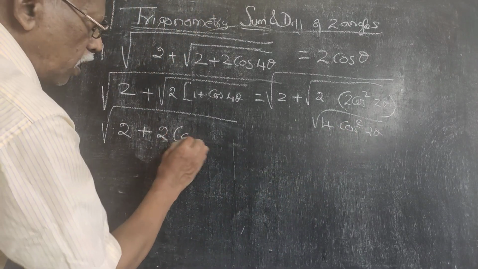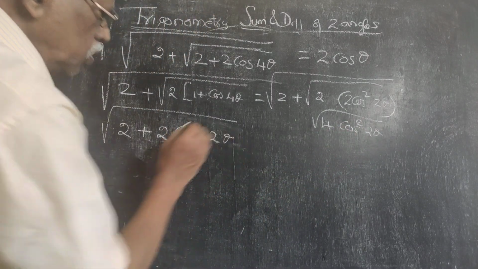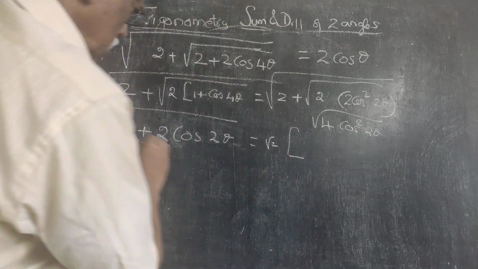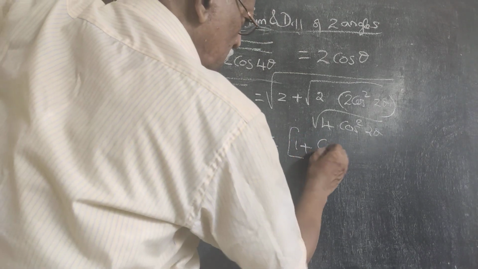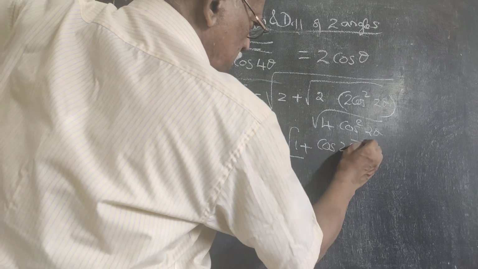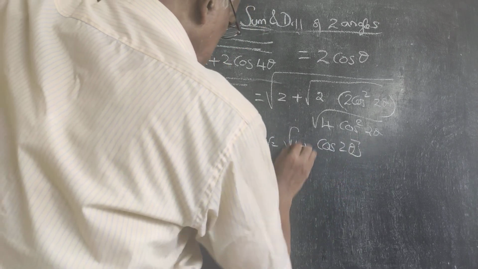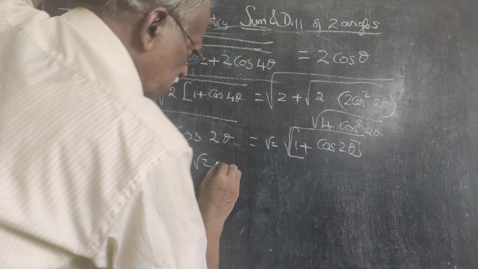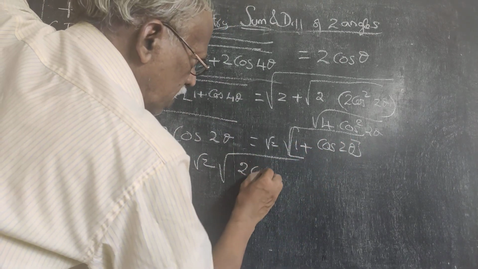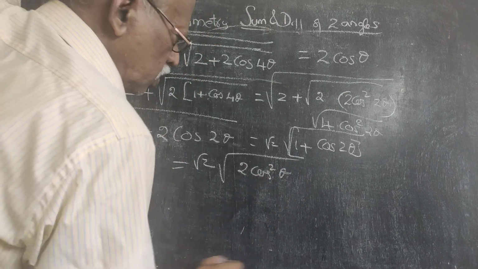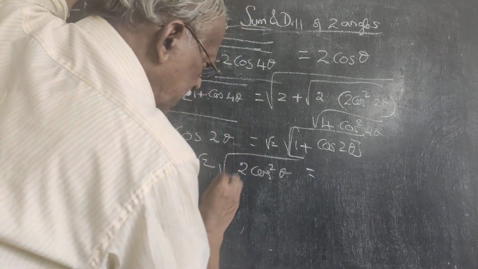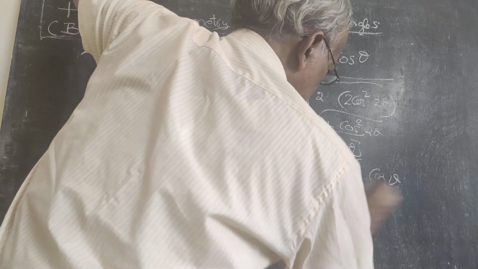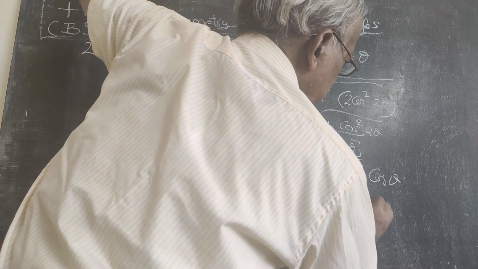So this will become now 2 cos 2 theta. Taking root 2, 1 plus cos 2 theta, and 1 plus cos 2 theta is in square root. So root 2 times of 1 plus cos 2 theta equal to 2 cos square theta. So this again on simplify, taking the square root, you will have root 2, and this is root 2, and again cos theta, that is 2 times of cos theta. We got the answer.